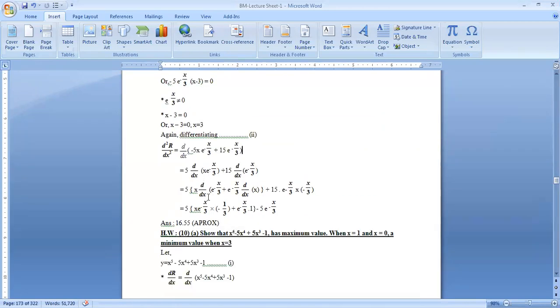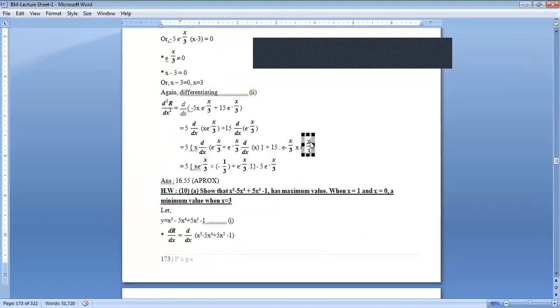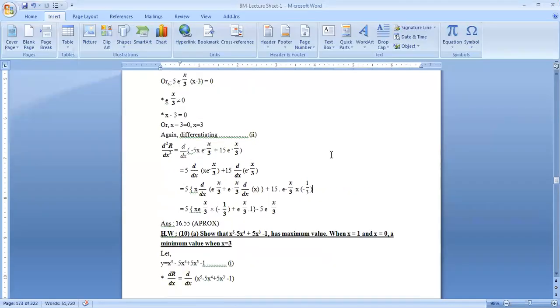Now UV process means U into differentiation of V plus V into differentiation of U, plus 15 e to the power x, the formula e to the power x, multiplying with the coefficient of x, which is minus 1 by 3. Now x into e to the power minus x by 3 multiplied with the coefficient of x, minus 1 by 3, and this e to the power minus x by 3, and differentiation of x is 1. Similar to the previous, minus 5 e to the power minus x by 3.